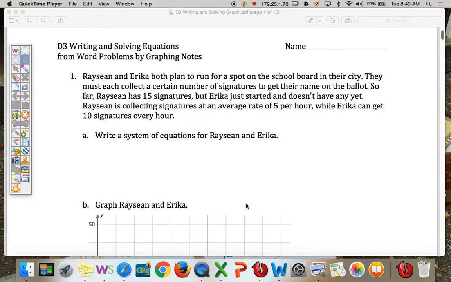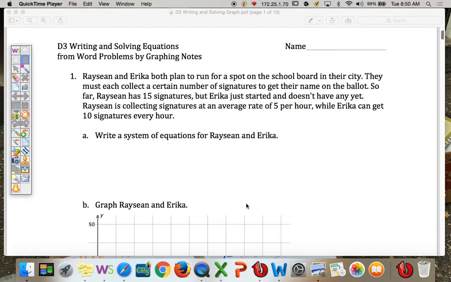Look at writing and solving equations from word problems, and we're also going to solve by graphing. So number one, Rayshawn and Erica both plan to run for a spot on the school board in their city. They must each collect a certain number of signatures to get their name on the ballot. So far, Rayshawn has 15 signatures, but Erica just started and doesn't have any yet. Rayshawn is collecting signatures at an average rate of 5 per hour, while Erica can get 10 signatures every hour.